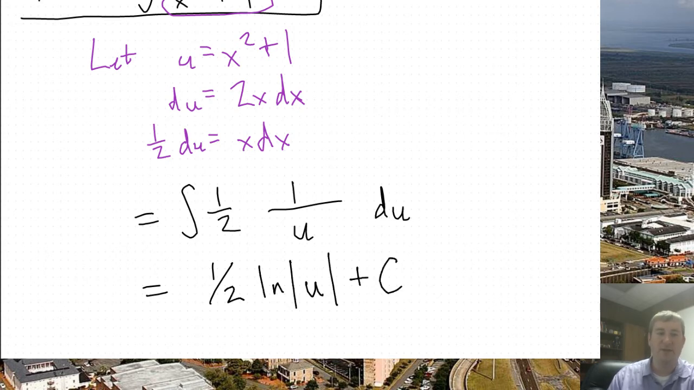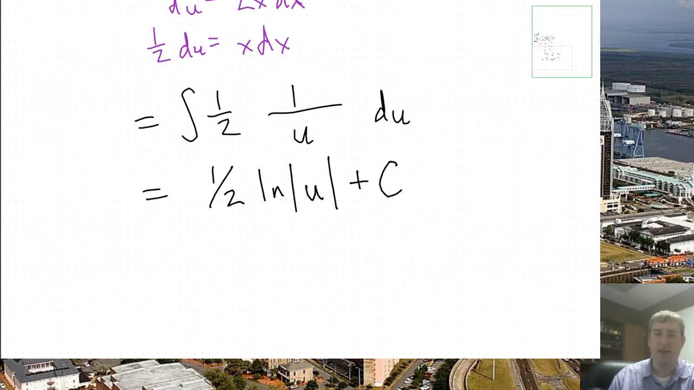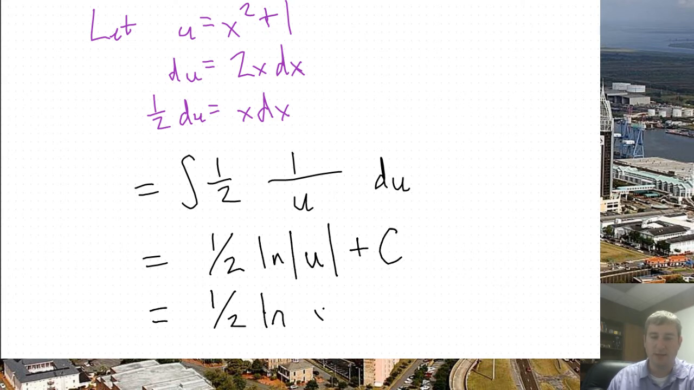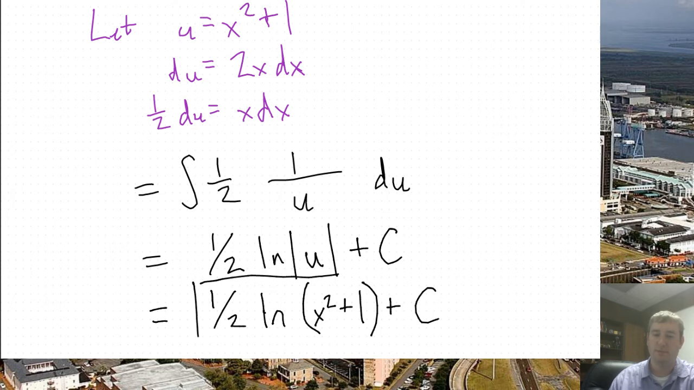And finally, to finish the problem, I just need to note that, well, hey, what is my u? My u is x squared plus 1. So I'll replace that. That's 1/2 natural log. The u gets replaced with x squared plus 1. And it doesn't hurt to keep the absolute values, but notice that x squared plus 1 has to be positive, so there's no reason to keep it around. And then add a plus c. And there we have it. That is my solution. Let me do one more of this sort of problem.